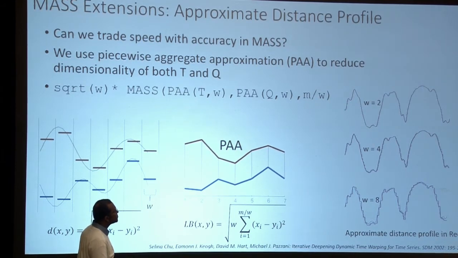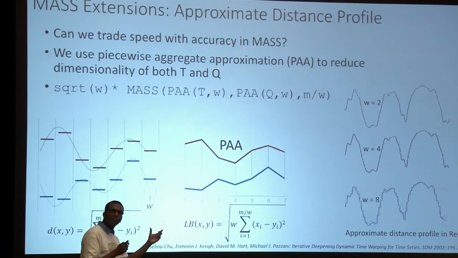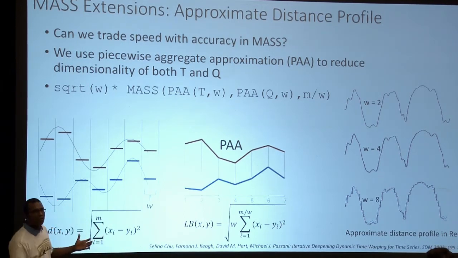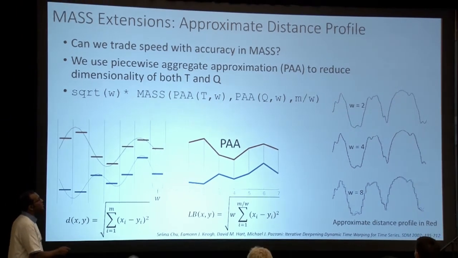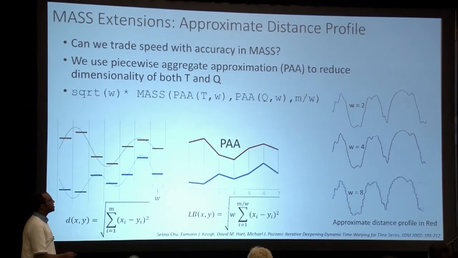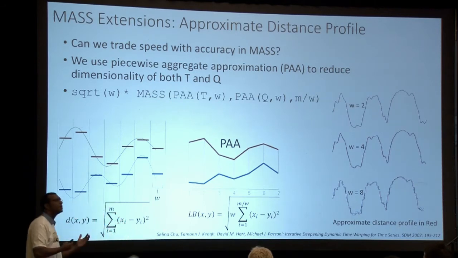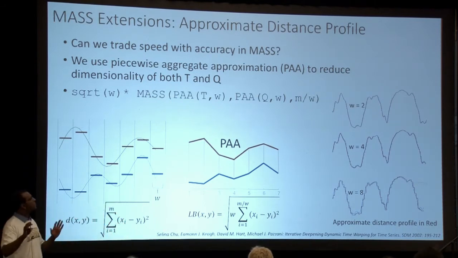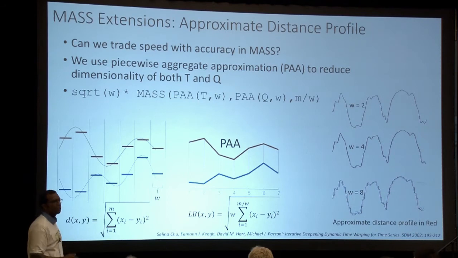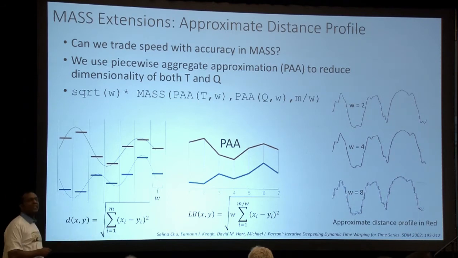If you use w equals 4, then red is a little bit off from the blue. If you use w equals 8, then red is a little bit more off. But as you understand, w equals 2 means 2 times the speed up, w equals 4 means 4 times the speed up, and so on. So you are trading accuracy off by gaining speed. Very simple. So speed up. You can still relax. No worries.